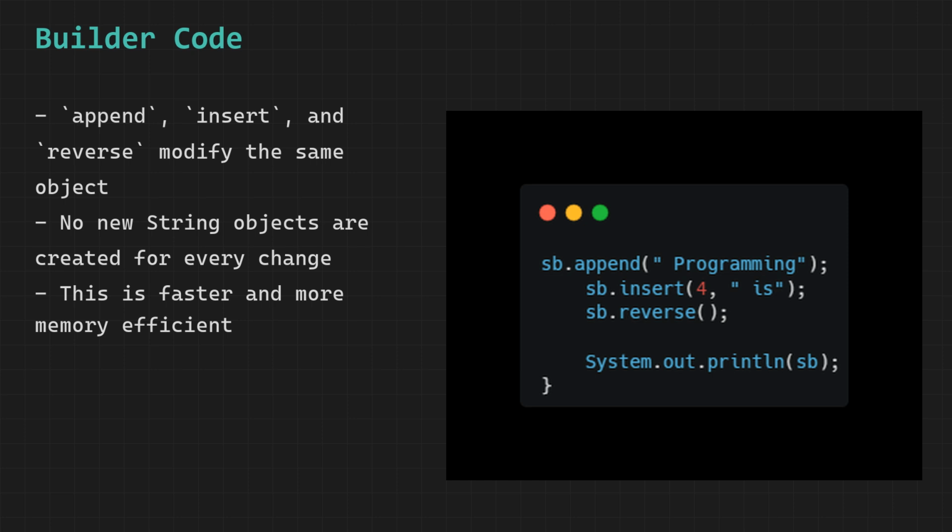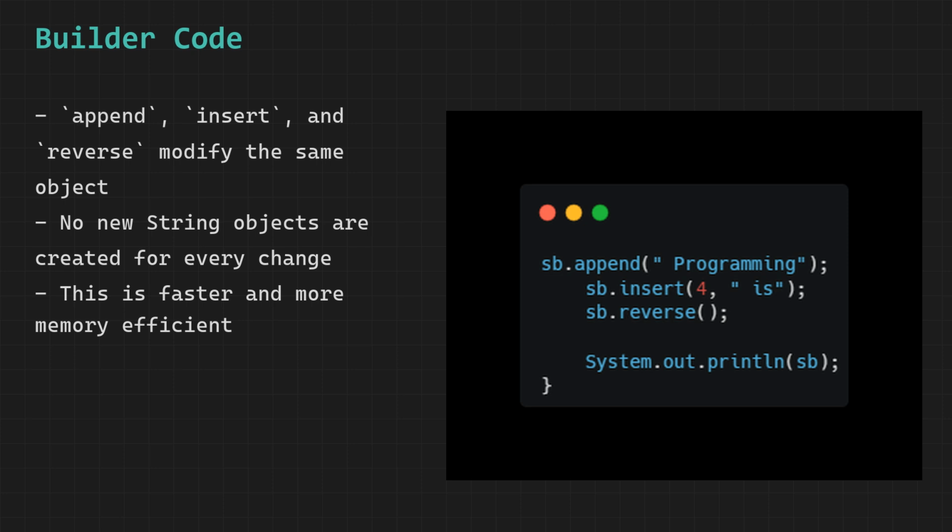Then we call reverse. This method flips the entire content of the StringBuilder around. Every character gets reversed in place. Java is programming becomes nimargorp si avaJ. Once again, the same object is being modified. No new object is created anywhere. Finally, we print sb and the output is the reversed text.